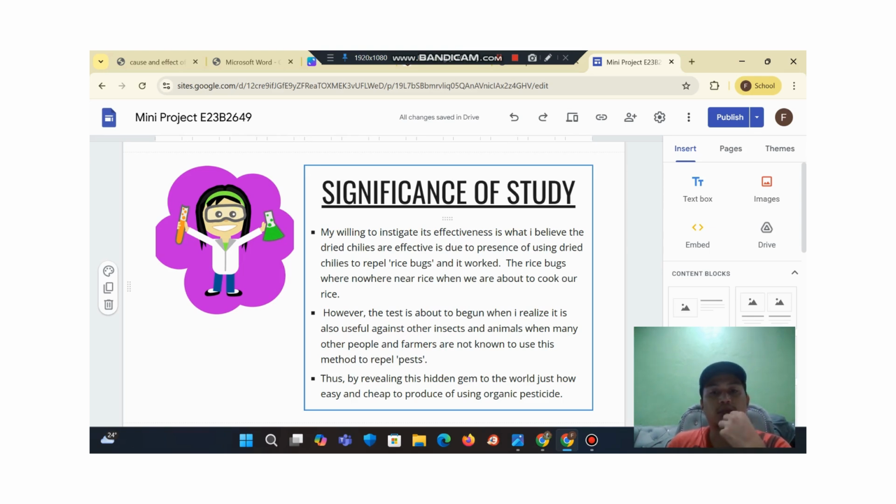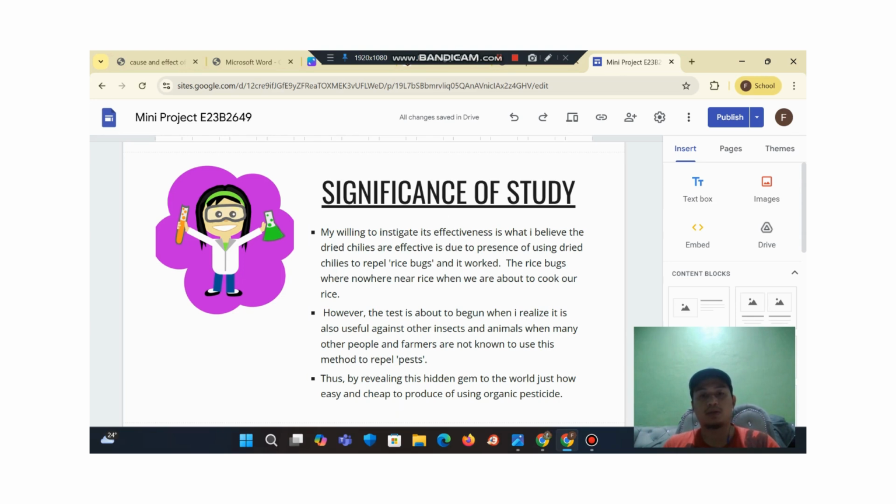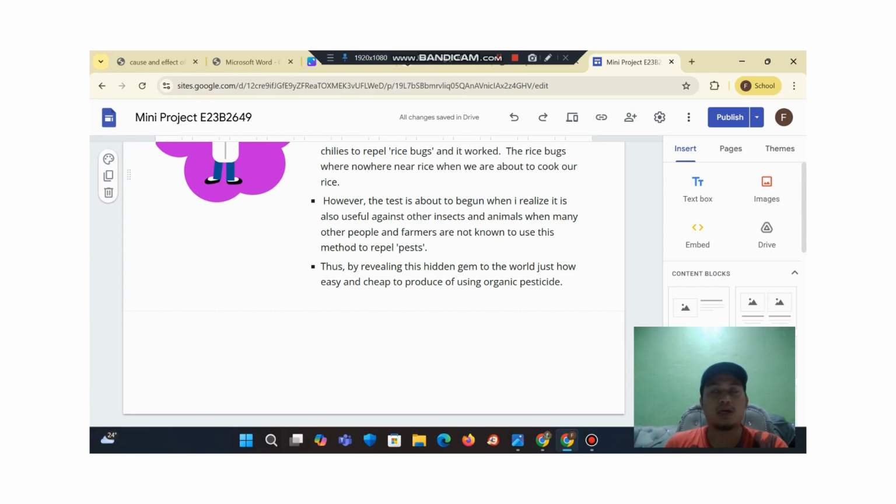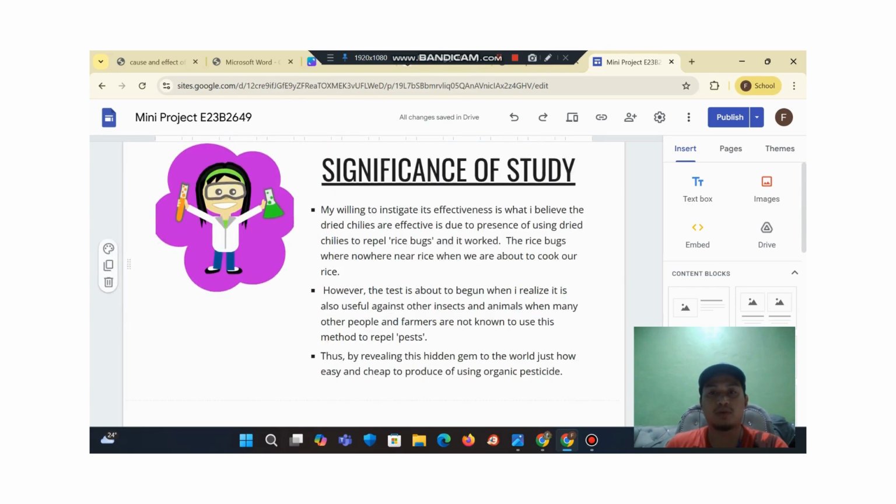I believe dried chilies are effective due to the presence of capsaicin, used to repel pests like rice bugs, and it worked. I've seen how my mother just puts it inside the rice beans, and the bugs are usually just gone, and sometimes they do not appear in the rice itself. So it is quite obvious that it is a hidden gem in this kind of method.